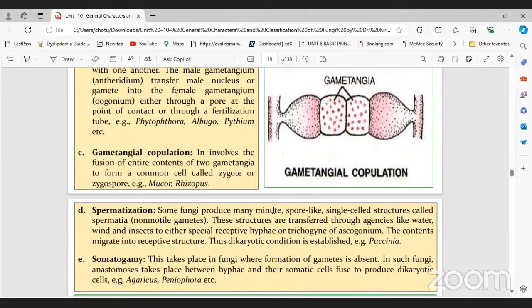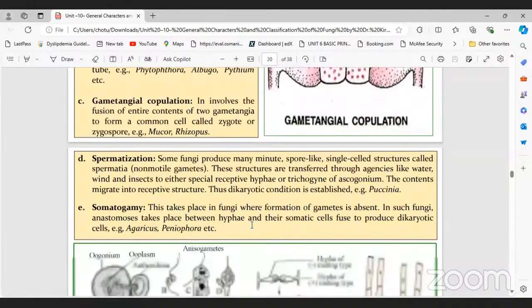The female organ may be a female gametangium, specialized receptive hyphae, or even sometimes somatic hyphae. The spermatia are carried to the female organ through wind, water, insects, etc. The spermatia differ from conidia in being smaller and incapable of germinating and giving rise to a new thallus. This is spermatization.